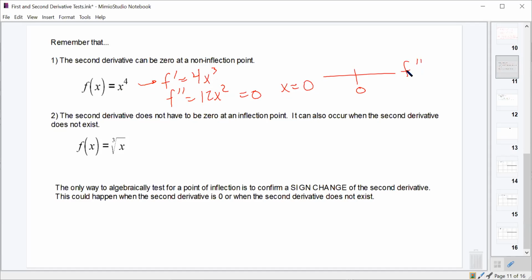True? Everybody agree there? Great. So if I plug in something more than 0, like 7, 12 times 7 squared is positive, concave up. Plug in something less than 0, like -7, 12 times -7 squared is also positive. So there's no change in concavity. So we have to make sure that we don't just say, oh, the second derivative was 0, must be a point of inflection, because no, not necessarily. You have to check for this sign change.